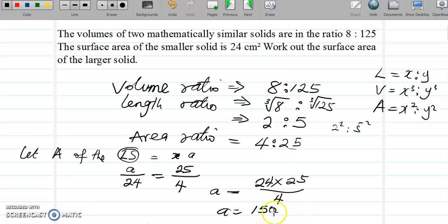So 150 is the area of the larger solid. So 150 cm squared is the area of the larger solid.